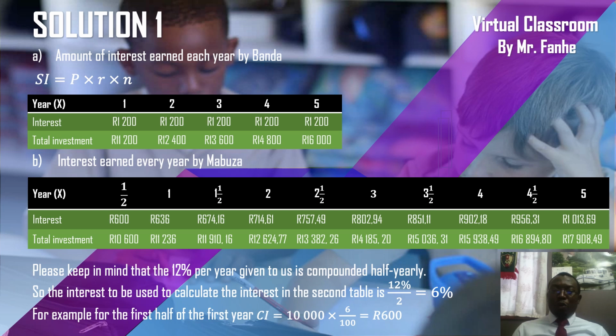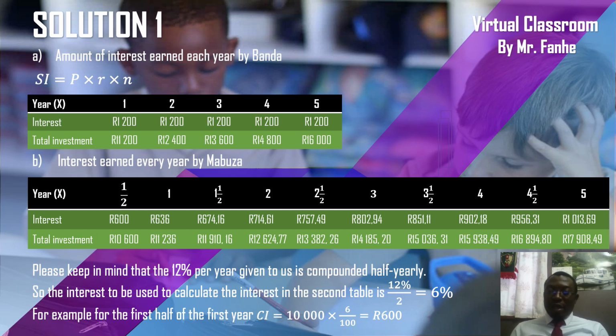Then we move to question B, where we are going to calculate Mabuza's total investment at the end of every year. So the first thing is, she has invested 10,000 at 12% per year compounded half yearly for 5 years. So the first thing is to identify the interval on which we are going to calculate our interest. If it is half yearly, it means in 1 year we are going to calculate the interest twice. So for 5 years, we are going to calculate interest 10 times.